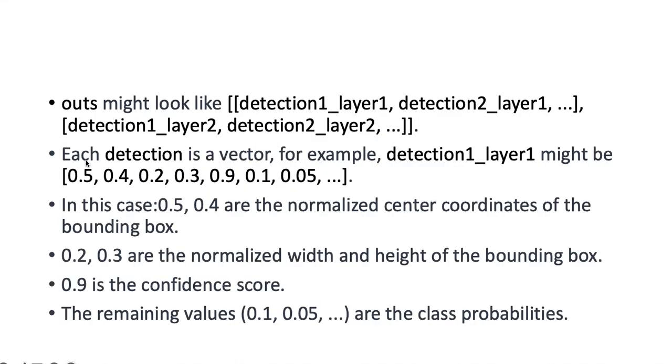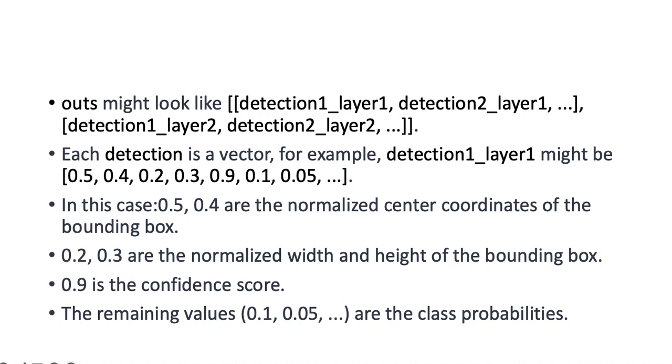So yeah, the outs might look like this. If there are three layers, the outs will have three components. This is the first component, the first value. This first value is the list of the objects detected by layer 1. Then the second component in this outs will be the list of the objects detected by the second output layer, and so on and so forth. So that's how your output looks.